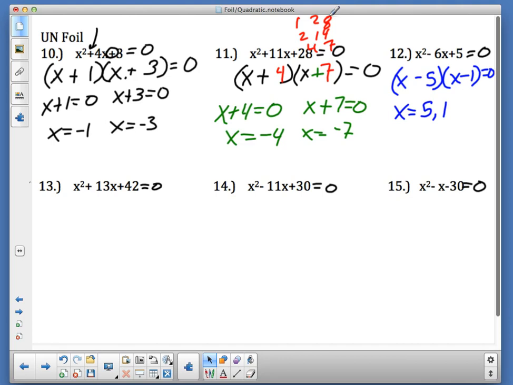Now, we're going to leave these last 3 for warm-up tomorrow, because I'm going to leave 2 more on top of that. But we have about 7 more minutes, and I want you to be working on your assignment so you can be getting it done.